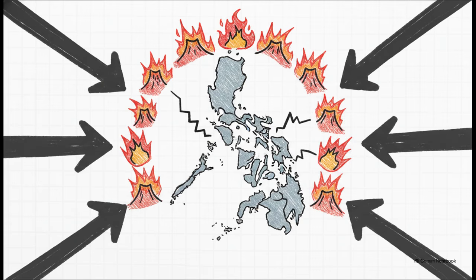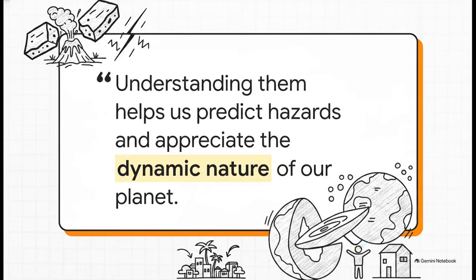Because of this squeeze, it's surrounded by active subduction zones, which create beautiful but extremely dangerous volcanoes. Add in major transform fault lines slicing right through the country, like the West Valley Fault, and you essentially have a perfect recipe for extreme geological events. And honestly, this is exactly why this topic isn't just something you memorize for a test. Ultimately, understanding these plate boundaries helps us predict hazards and truly appreciate the dynamic nature of our planet.